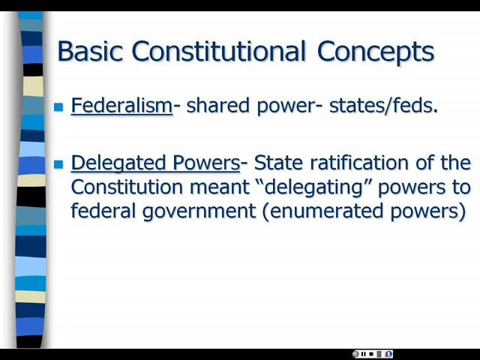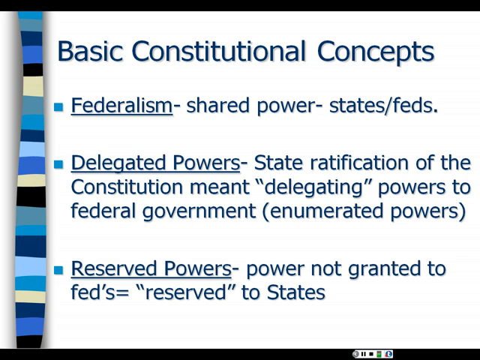And it mentions enumerated powers. Enumerated powers are those powers specifically expressed in the Constitution that are granted to the federal government. Powers like being able to raise an army and a navy, being able to coin money, those types of things were left to the federal government and not state governments. So being part of the United States meant that each state, in ratifying the Constitution, delegated powers over to the national government.